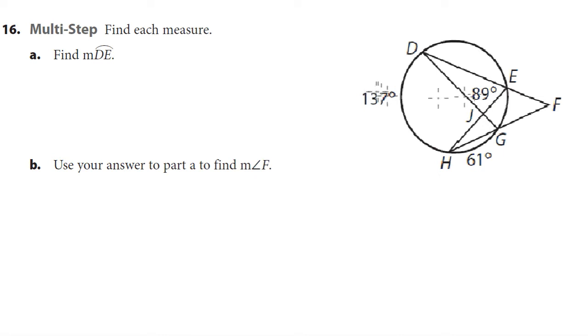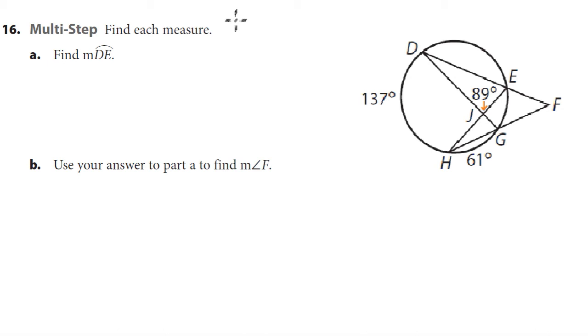There is an inscribed angle DEH right here. And I can tell you, class, this is confusing, but this 89 degrees is not the measure of angle DEH, because if it were, then that would be half of 137, which would be my inscribed angle, and that's not what that is. So I'm going to tell you right now, this 89 degrees logically must be this angle right here. So I could find the measure of angle DEH by dividing 137 by 2. I'm not sure that's going to help me.